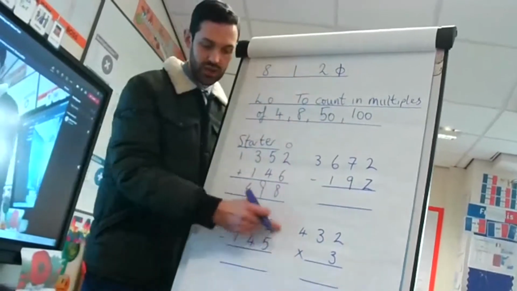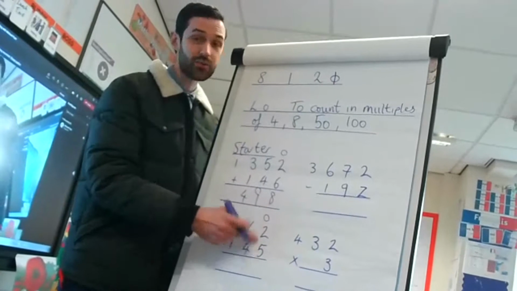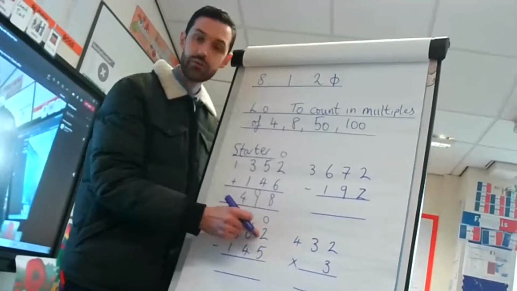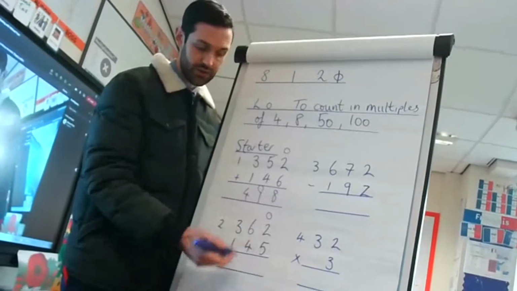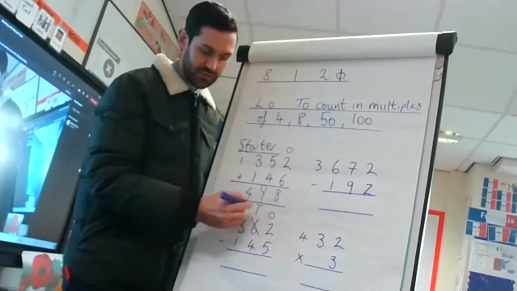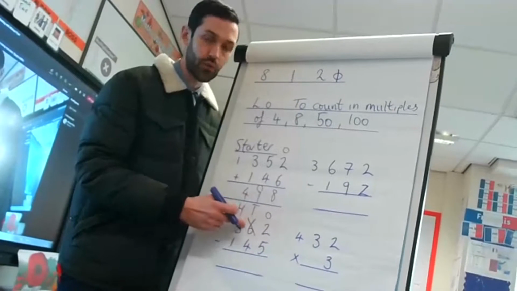Question 2, a little bit tricky, but straight away I'm looking at my 1's column, I'm thinking, look, I'm going to have to regroup here, because I cannot physically do 2 take away 5. What do I need to do? I need to go to Mr. and Mrs. 10's next door, don't I? And I need to borrow a full 10.